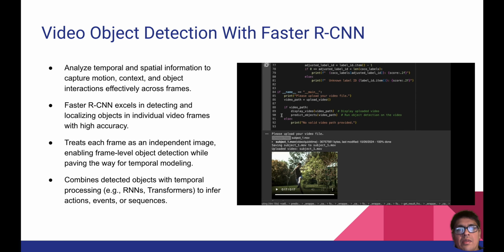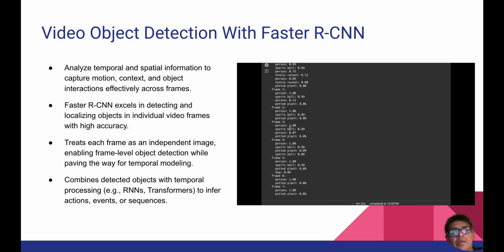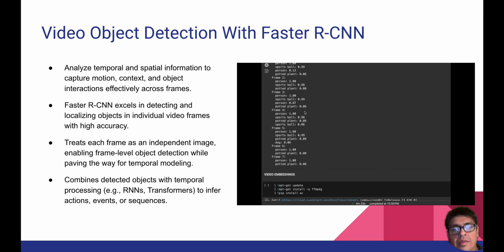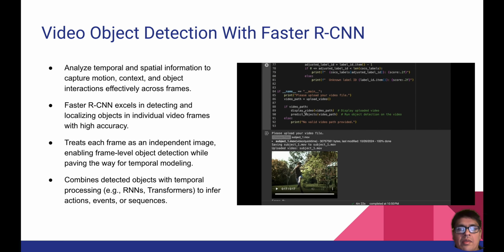The COCO dataset is somewhat robust, but it only has around 90 labels. We can create a more robust data set if we have more labels associated. So as you can see, all sections of the video in terms of frames had output here.